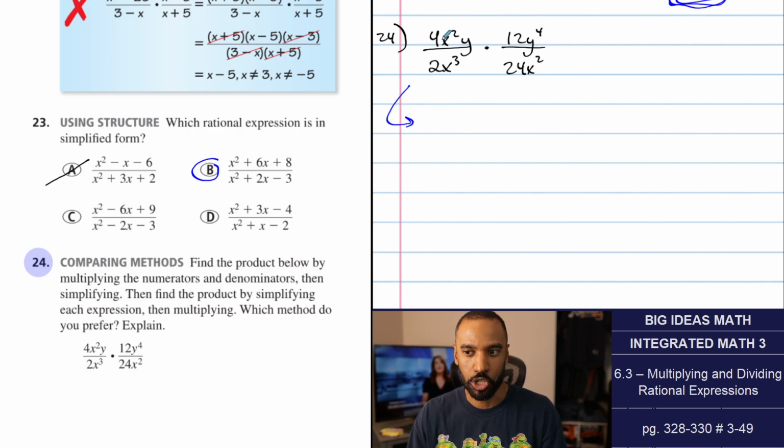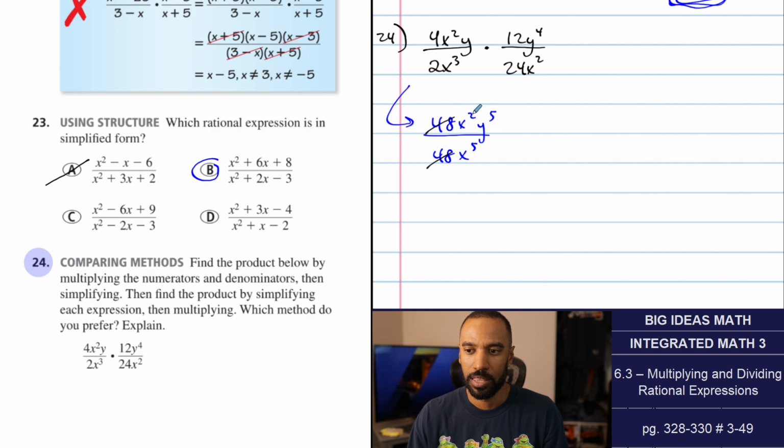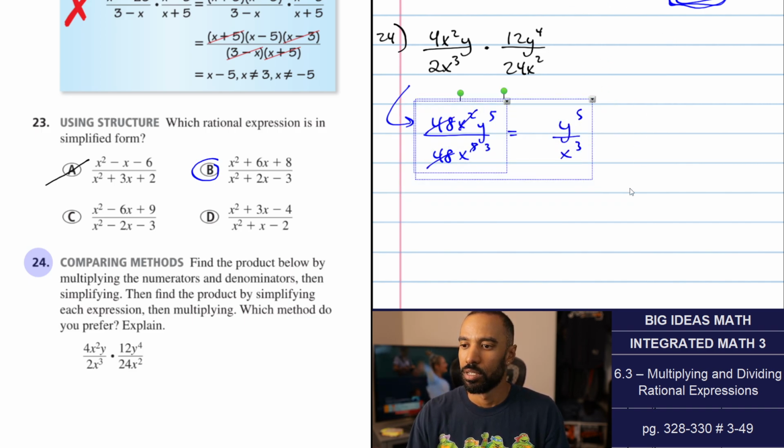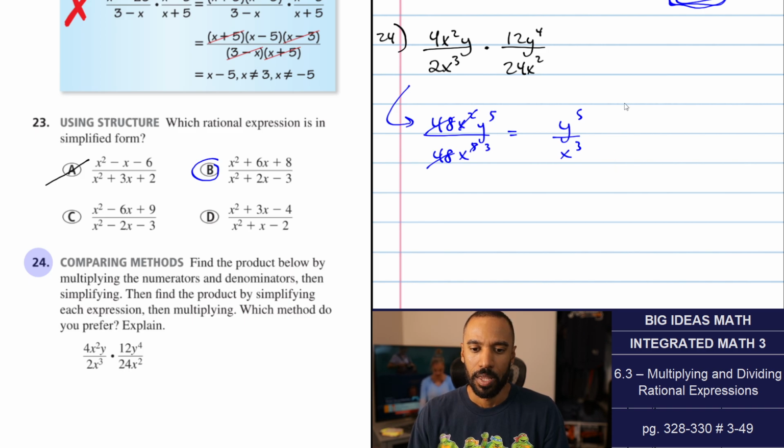First method, which I haven't shown yet, let's multiply things outright. We get 48x squared y to the 5th over 48x to the 5th. And now we can work some things out. These actually divide outright. These go away, and you're left with x cubed right there. So you're left with y to the 5th over x cubed. Let me leave these all in blue. So we have that.